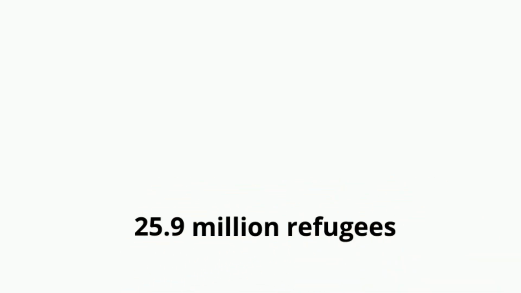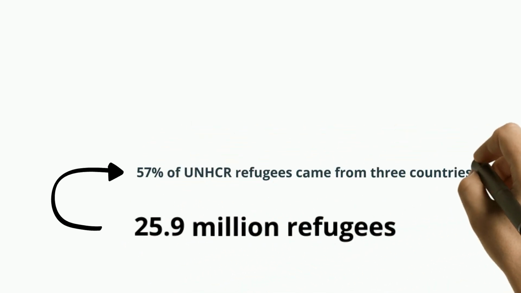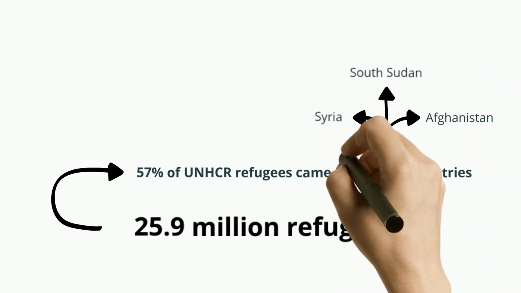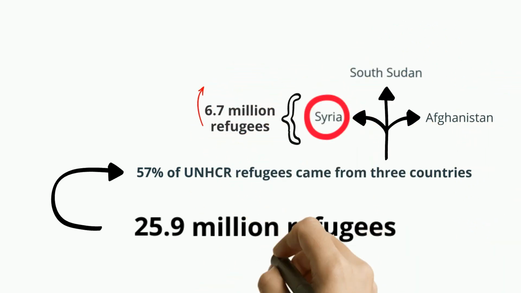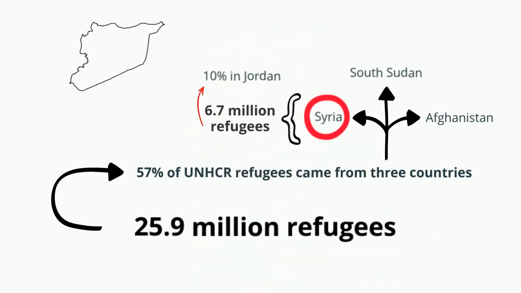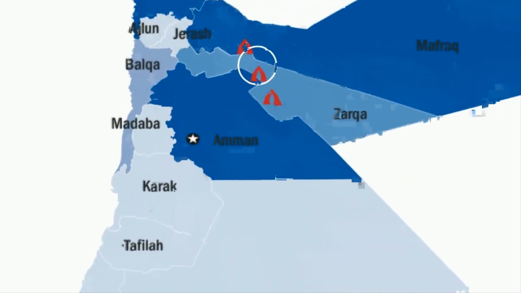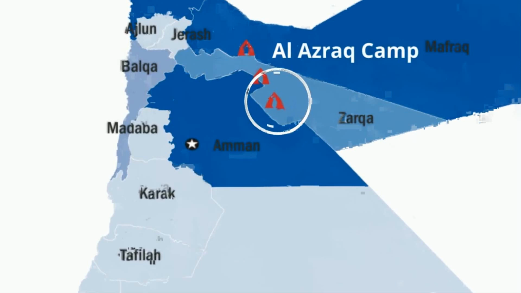25.9 million refugees. More than half of them come from 3 countries: South Sudan, Afghanistan, and Syria. Let's focus on Syria. 6.7 million refugees come from Syria. 10% have been displaced to Jordan, a country that shares borders with Syria. In Jordan, there are 3 refugee camps: Al-Zatari, EJ, and Al-Azraq camp. We will focus on Al-Azraq camp.